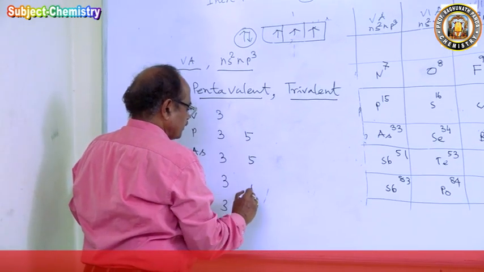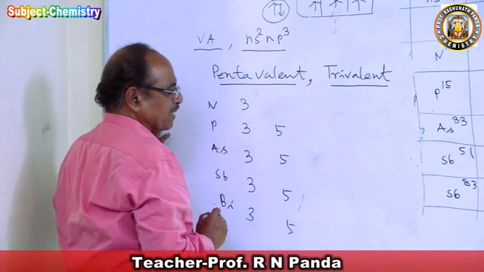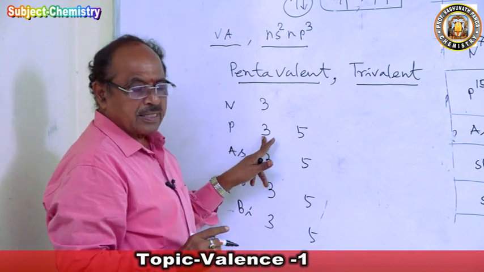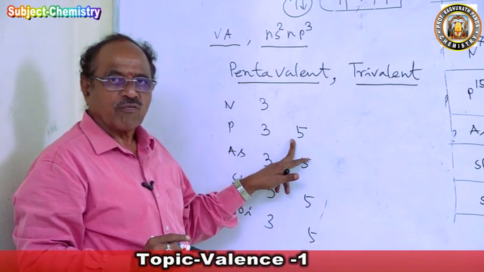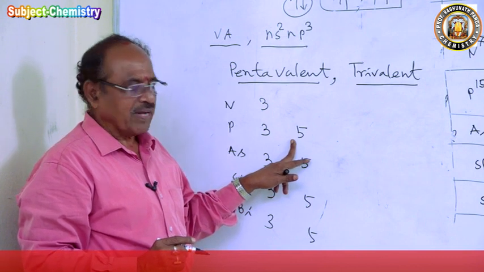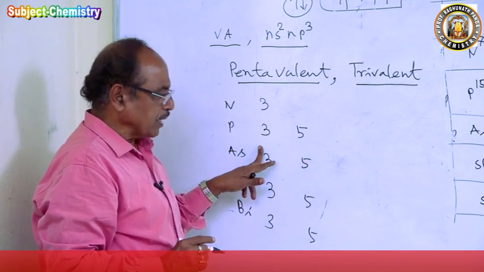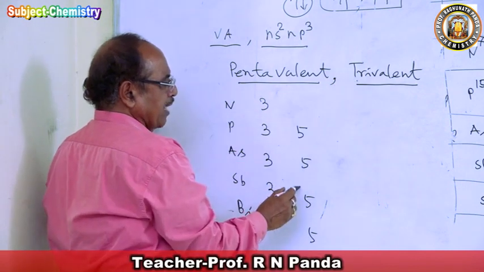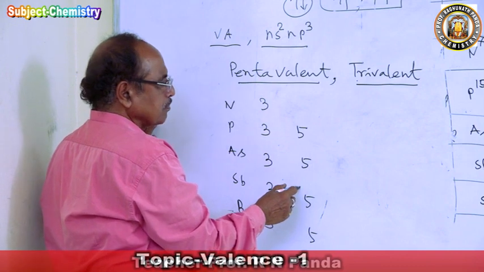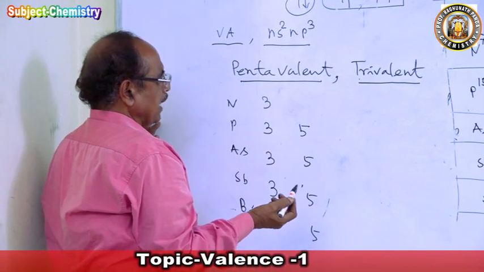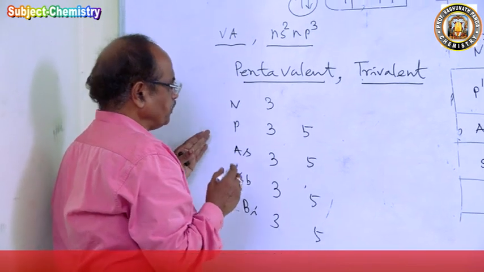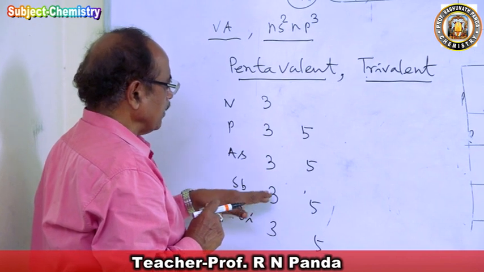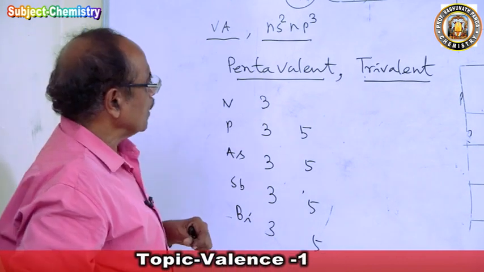They exhibit pentavalency. They exhibit two valencies: their combining capacity can be 3, and it can also be 5. When it is 3, they are called trivalent. When they exhibit 5, they are pentavalent. Nitrogen, however, will not exhibit pentavalency. So the others are 3 and 5.